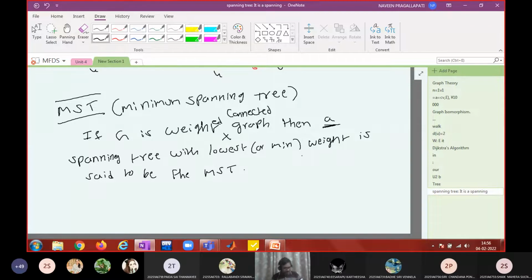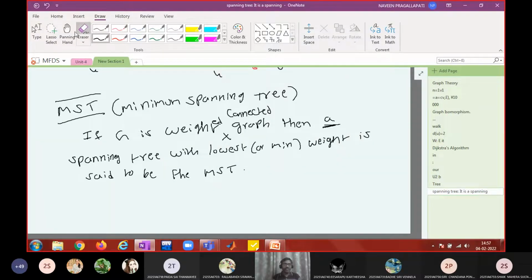Now you may ask, sir, will every connected graph have a spanning tree? The answer is yes. Because if I give you a connected graph and ask you to find the minimum spanning tree without knowing whether there is a spanning tree or not, there is no point in searching for a minimum spanning tree. So there is a result saying that every connected graph contains a spanning tree. Write it down in your notes.